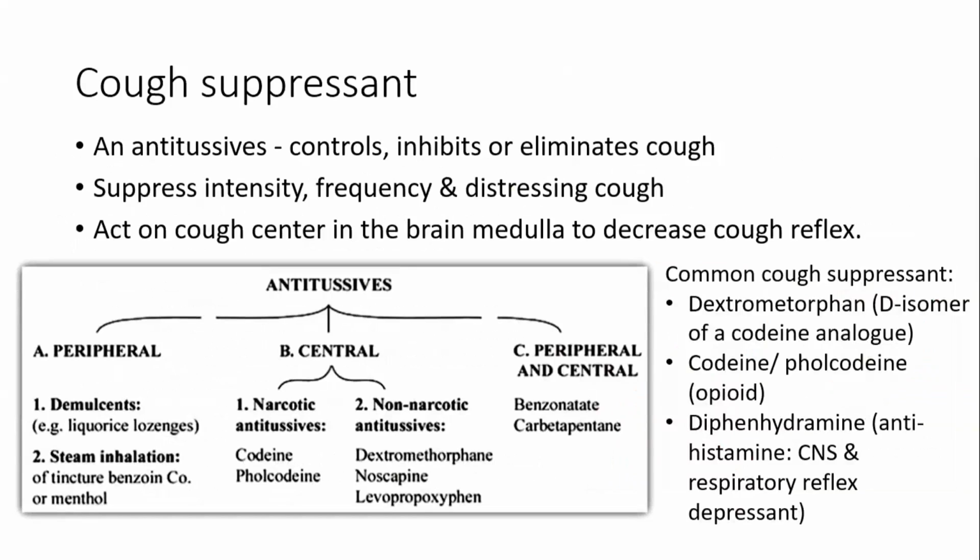So kita boleh bagi cough suppressant. It is an antitussive, which controls, inhibits and eliminates cough. Suppress intensity, frequency and distressing cough. Act on cough center in the brain medulla to decrease cough reflex. Ada peripheral, central, and peripheral and central as well. So a common cough suppressant ni ada dextromethorphan, the isomer of codeine analog, codeine which is opioid, and then diphenhydramine, antihistamine, which target on the CNS and especially reflex depressant.